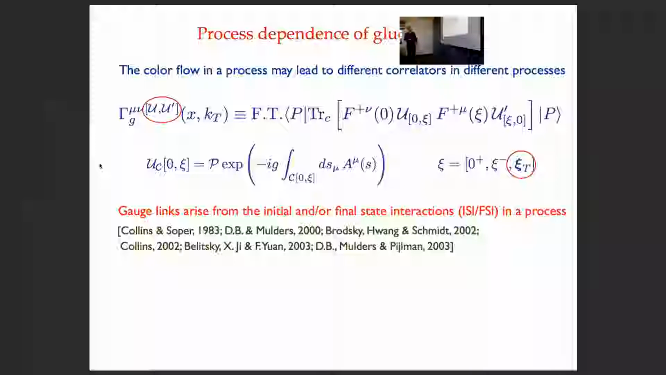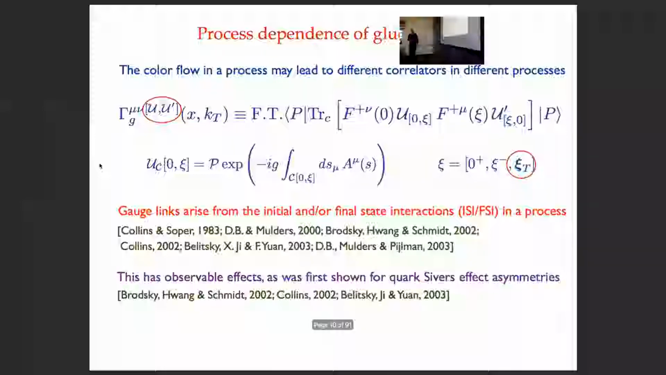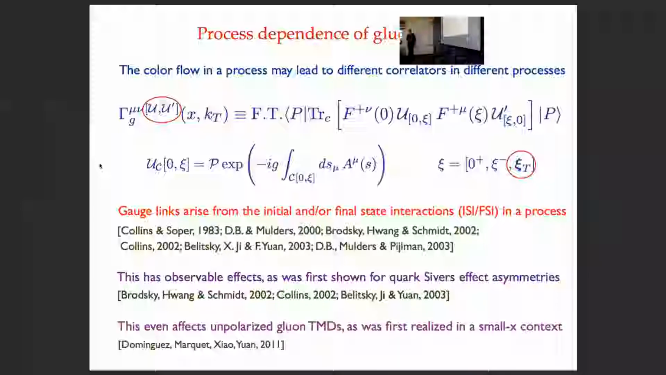It turned out that the gauge link shape depends on the initial and final state interactions in the process. This was actually known for quite some time. But for a long time, people thought this had no consequences because you can always choose a gauge in which this thing becomes unity, and if it's unity, I cannot feel it. That turned out to be wrong. It has observable effects, as was first shown for the quark Sivers asymmetries. And later, it was realized in the small x context by Cyril and collaborators that it actually also affects unpolarized Gluon TMDs.